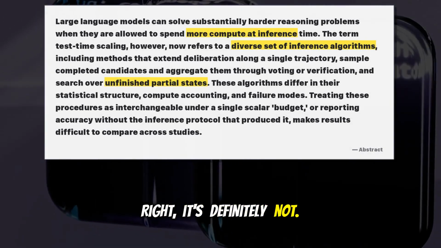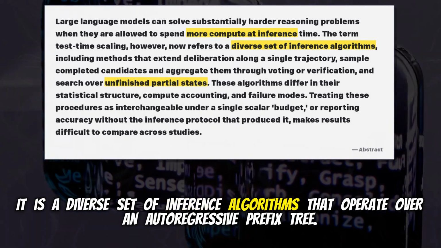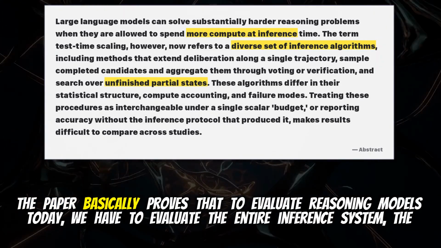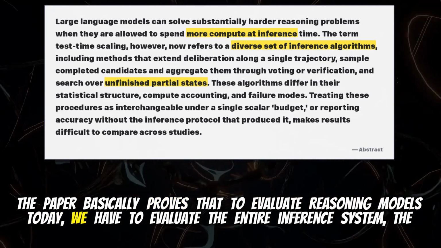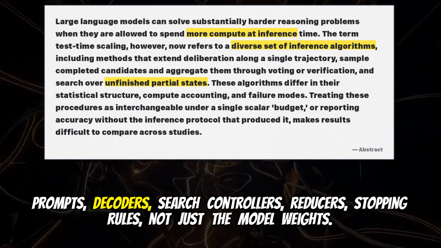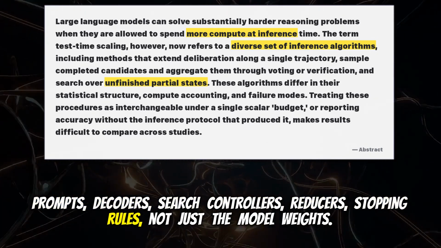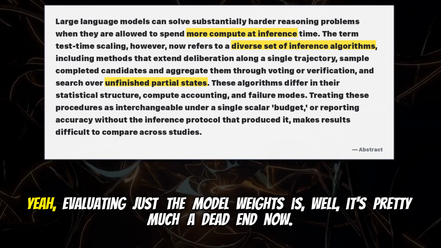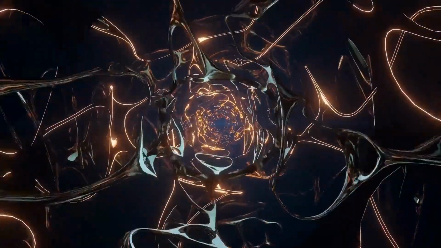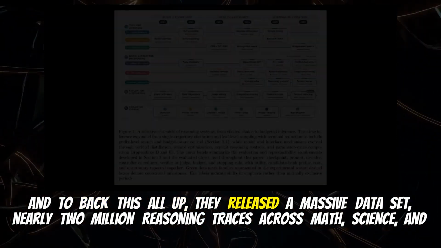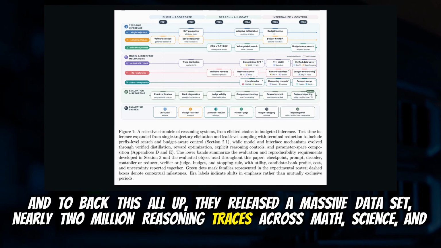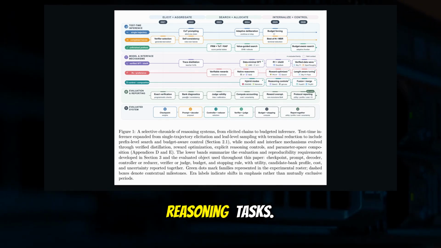Right, it's definitely not. It is a diverse set of inference algorithms that operate over an autoregressive prefix tree. The paper basically proves that to evaluate reasoning models today, we have to evaluate the entire inference system. The prompts, decoders, search controllers, reducers, stopping rules. Not just the model weights. Yeah, evaluating just the model weights is, well, it's pretty much a dead end now. Exactly. And to back this all up, they released a massive dataset. Nearly 2 million reasoning traces across math, science, and reasoning tasks.